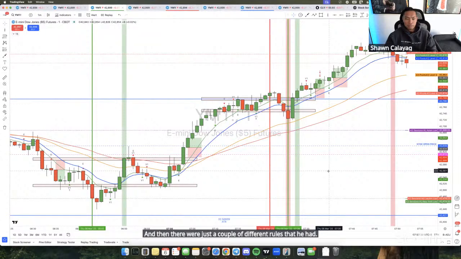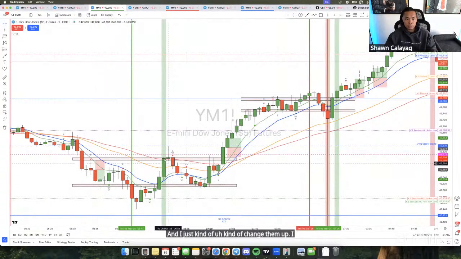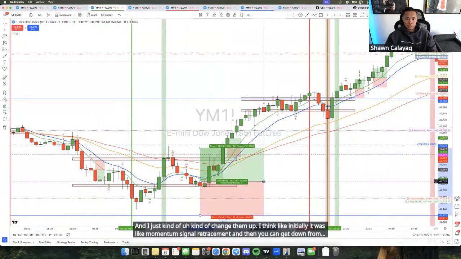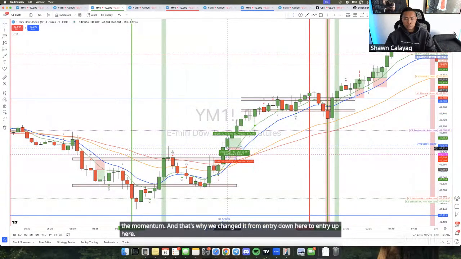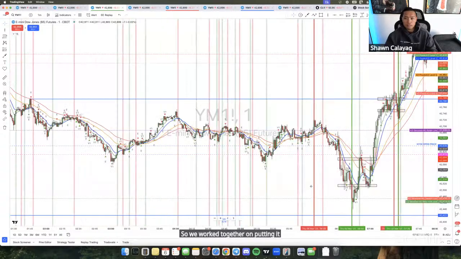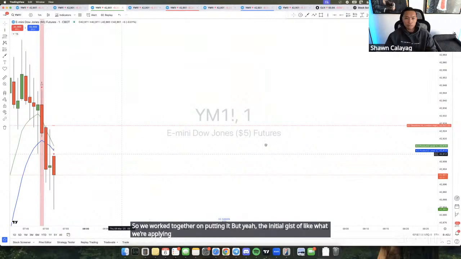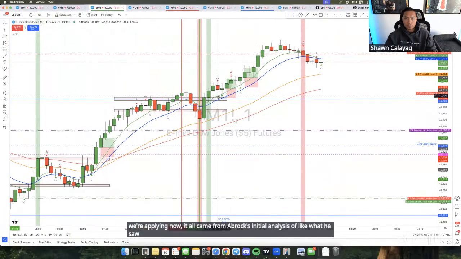And I just kind of changed them up. I think initially it was momentum signal, retracement, and then you can get down from right here. But I mentioned it's probably best if you wait for it to push past the momentum. And that's why we changed it from entry down here to entry up here. So we worked together on putting it together. But yeah, the initial gist of what we're applying now, it all came from Brock's initial analysis of what he saw using the momentum indicator.